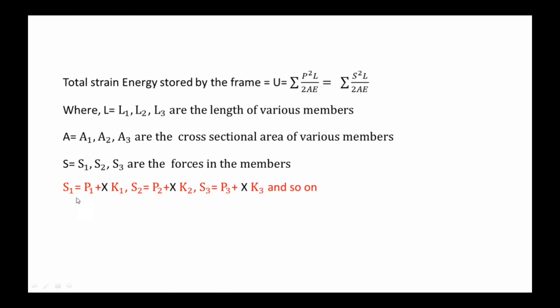So you have to put the value of S into this equation. Instead of S, we put P1 plus X into K1. So U is equal to the summation of, in bracket, P1 plus X into K1, which is the value of S, squared, into L1 by twice A1 into E.